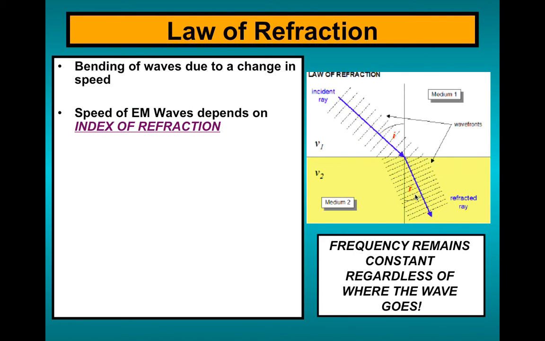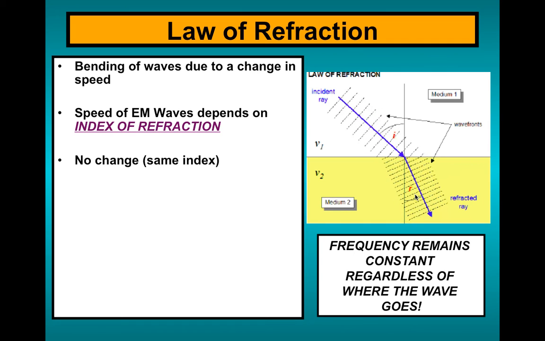So the speed of these electromagnetic waves, that's what EM stands for, electromagnetic waves, depends on something that is called the index of refraction. And the index of refraction is found in your reference table. On page 2 are the index of refraction values. And the index of refraction, we use the letter N as in Nancy, to denote the index of refraction. The index of refraction is like a ratio, so we do not have any units for it.